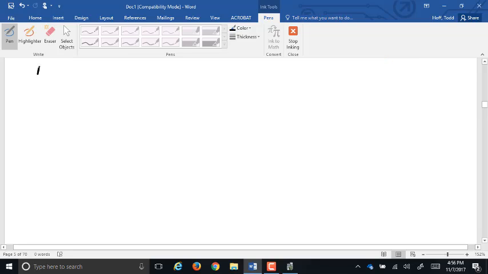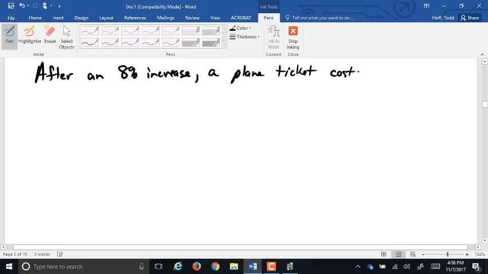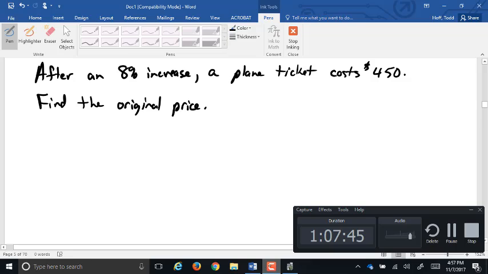For example, after an 8% increase, a plane ticket costs $450. Find the original price. I'm going to give you guys about a minute to work on this. See if you can come up with it on your own.